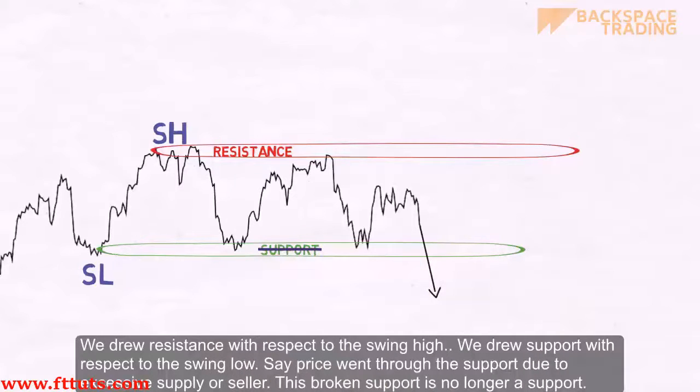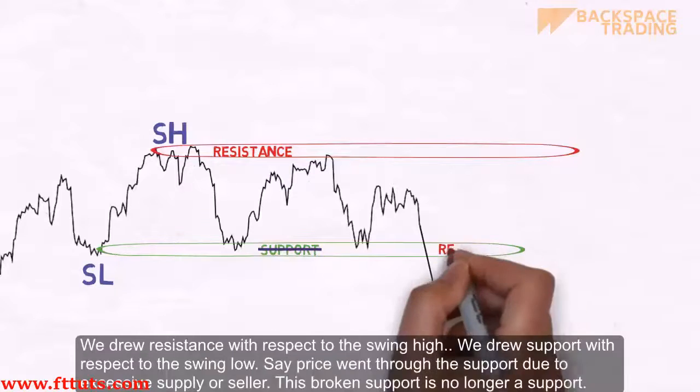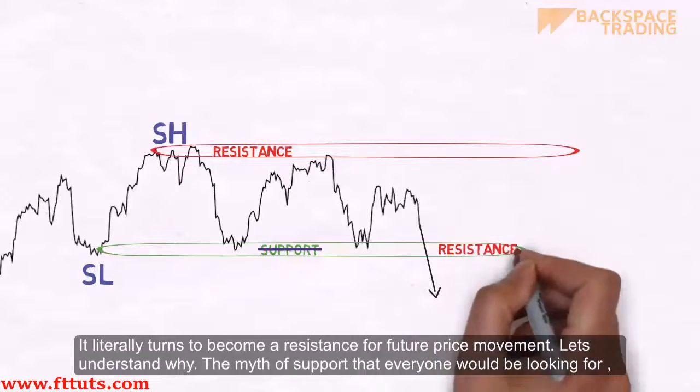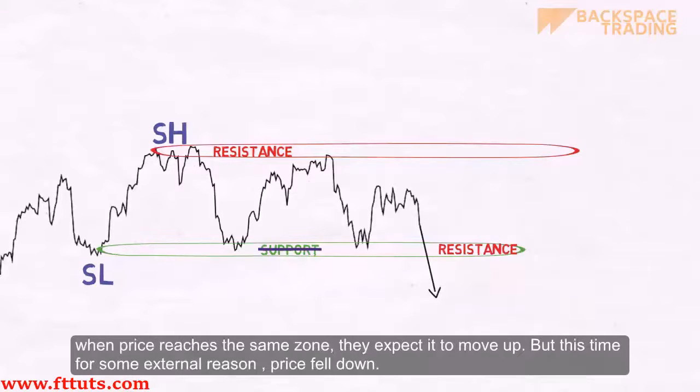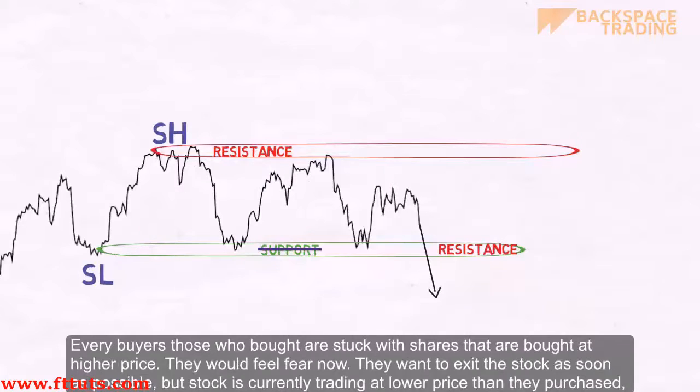This broken support is no longer a support. It literally turns to become a resistance for future price movement. Let's understand why. Okay, the myth of support that everyone would be looking for: when price reaches the same zone, they expect it to move up, but this time for some external reason price fell down. Every buyer, those who bought, is stuck with shares that were bought at a higher price.